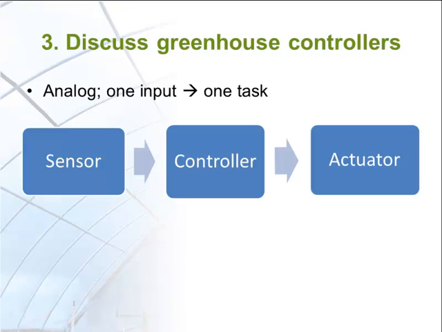Let's start our controller discussion with an analog one input, one task type. This is a simple controller. A very familiar example is a mechanical thermostat with a bimetal sensing element. As a bimetal element responds to environmental temperature changes, it closes an electrical contact when a temperature set point is met. In this case, the bimetal strip serves both as a sensor and a controller. The thermostat can be used to turn on a fan, that is the actuator of this data acquisition and control system.